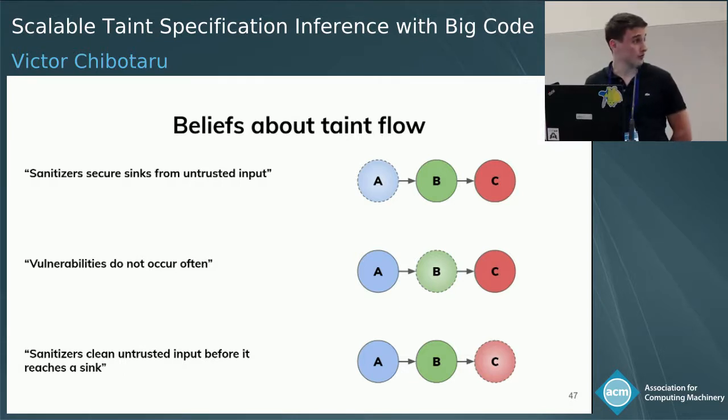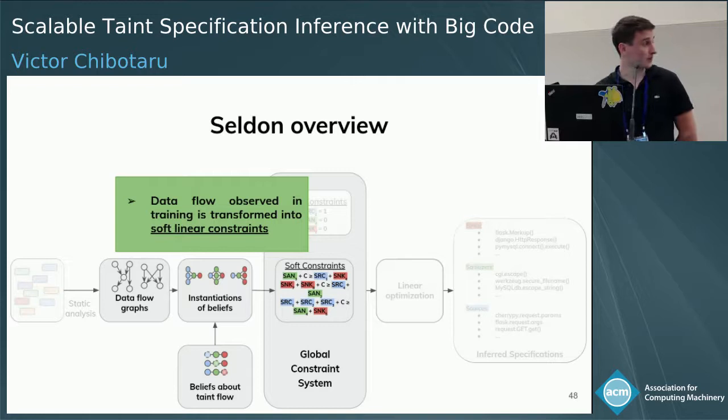The important thing to understand here is that those beliefs are not axioms. We do not expect them to hold everywhere. But we do expect them to hold often enough so we can use them to derive new constraints on the inferred candidates. So let's see how we instantiate the beliefs on the actual data to derive constraints.